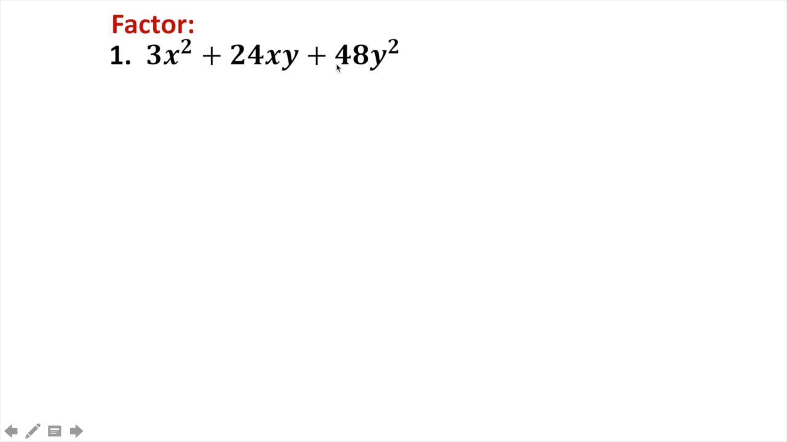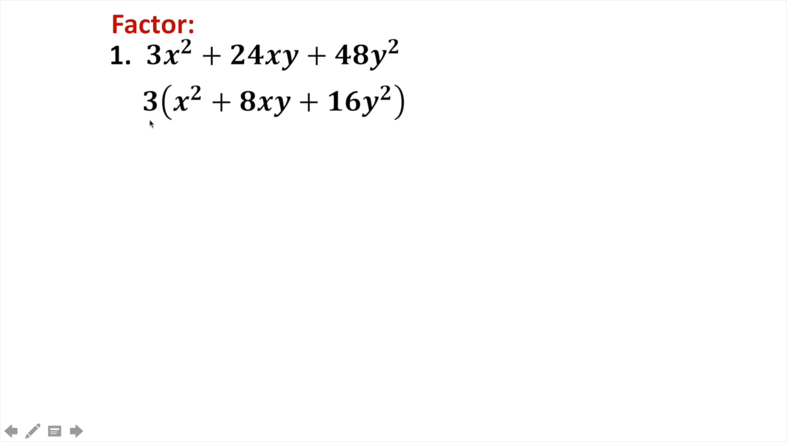The very first thing I do here is I look at all three of these and ask, is there anything I can take out that they all share in common? This one's got an x, and this one's got an x, but this one doesn't. And this one doesn't have a y either. I look at the numbers, 3, 24, and 48. 3 goes into all three of these. So the very first thing I'm going to do is take out a common factor.